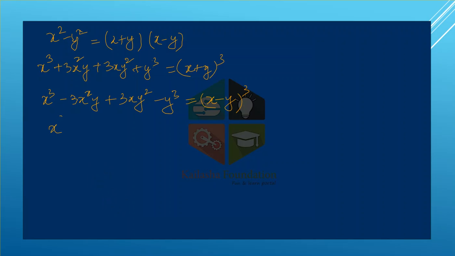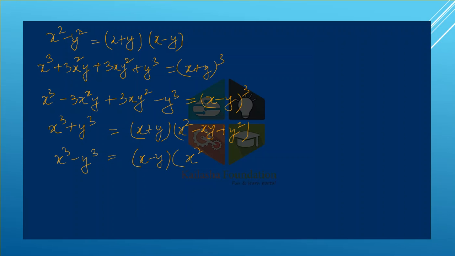x cube plus y cube can be written as x plus y into x square minus xy plus y square. x cube minus y cube can be written as x minus y into x square plus xy plus y square. Okay.